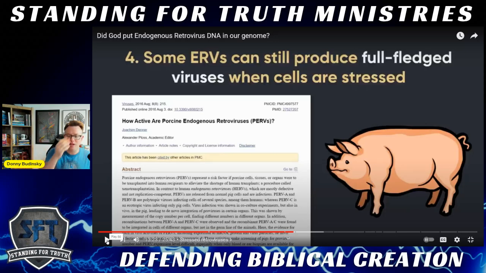And this is the escapee hypothesis. So sure, ERVs can still produce full-fledged viruses when cells are stressed. Yes, when cells are stressed, okay, for internal reasons or external reasons, then that's when these harmful viruses can manifest in the body, causing damage. These viruses are coming from healthy host genes or healthy host functional units of DNA like ERVs.